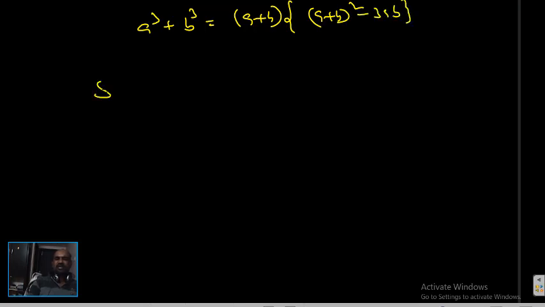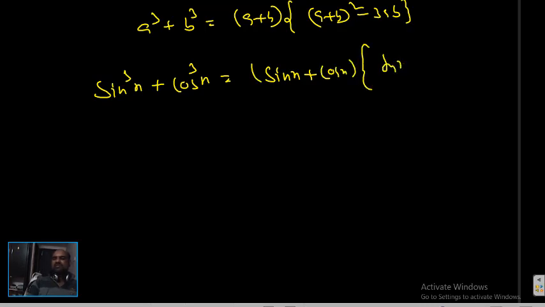What I can say: sin cube x plus cos cube x equal to (sin x plus cos x) into ((sin x plus cos x) whole square minus 3 sin x cos x).